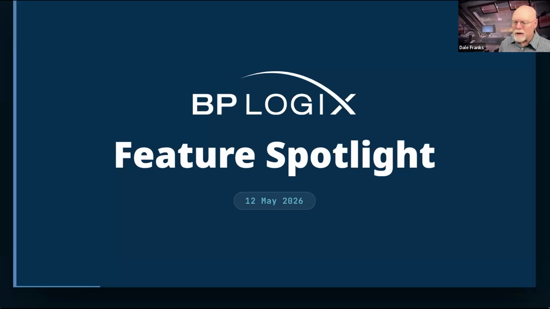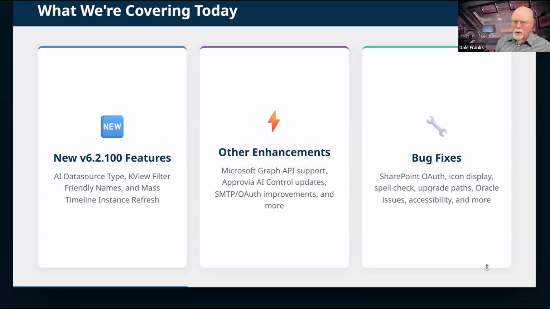So we have three things to talk about this month, and it's kind of the same three things that we talked about last month in terms of what we're doing. We're going to talk about version 6.2.100 and some new features and some UI changes that are coming there, as well as a function change that I think a lot of people are going to like. There are some other enhancements, not quite as upfront as the three that we'll talk about in a minute, but we've got several others that we need to discuss, and then we'll talk about some bug fixes that we've addressed over the last month.